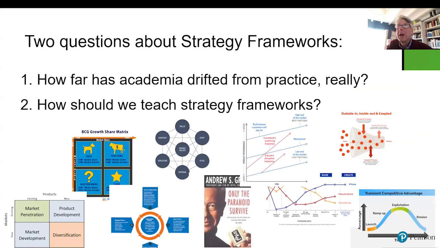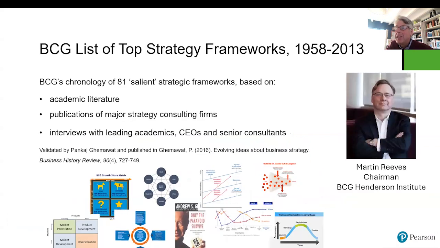So, two questions about strategy frameworks. How far has academia drifted from practice, really? And how should we teach these things? The strategy frameworks I have in mind are the kinds of things you probably recognize at the bottom of the slide. And indeed, these are all frameworks that the Boston Consulting Group, Martin Reeves in particular, chairman of their Henderson Institute, their research lab, has generated through a number of ways, trawling the academic literature, looking at the publications of major strategy consulting firms, and then interviews with leading academics, CEOs and senior consultants.